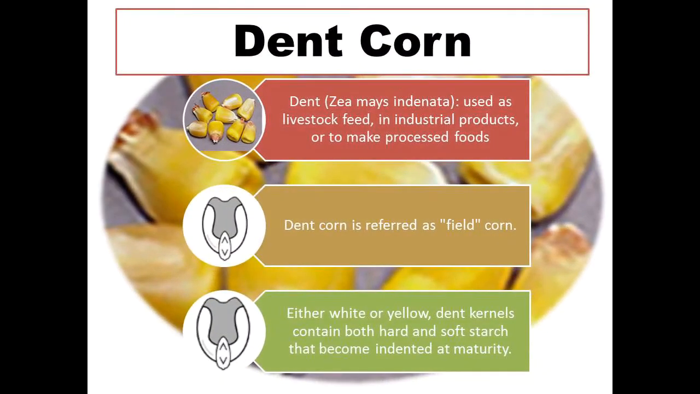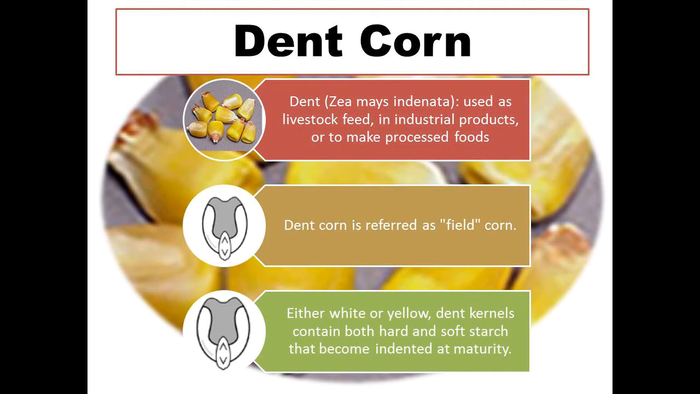Dent type is also called Zea mays indentata, which is used in livestock feed, in industrial product processing and manufacturing, and also in preparing different processed foods. Dent corn is also known as field corn, and it is available in white and yellow colors, and in both soft and hard starch. Actually, the dent type of grain has both soft and hard starch.